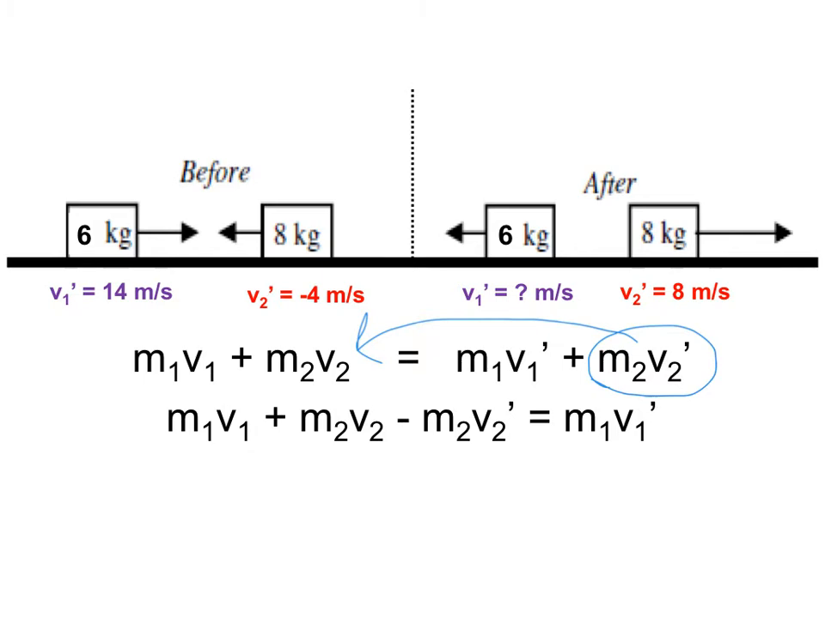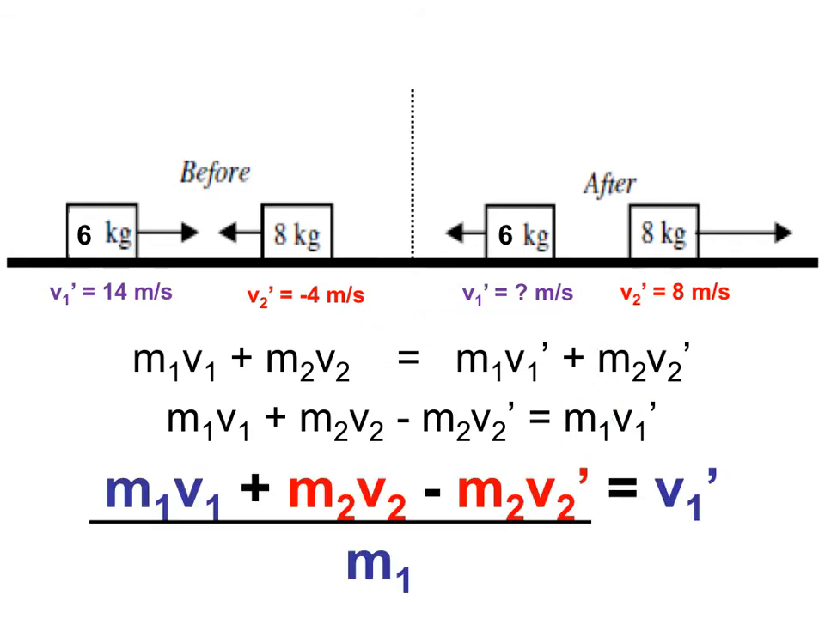But at that point you still aren't finished because you're solving for V1 after the collision, which means that you need to get rid of this M1 somehow. So we take the entire left side of the equation divided by M1. So your final equation for this problem is M1V1 plus M2V2 minus M2V2 after, divided by M1, and that's going to give you your final answer.